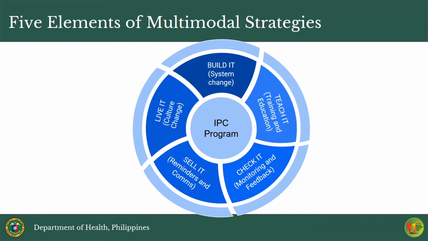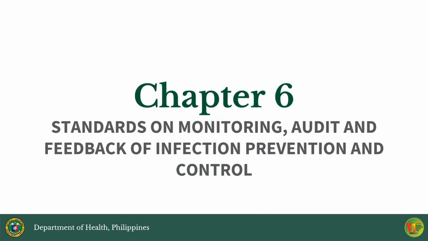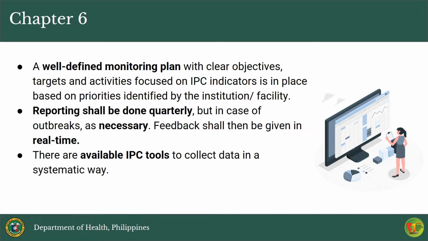Chapter 6 provides us with the standards on monitoring, audit, and feedback on infection prevention and control. A well-defined monitoring plan with clear objectives, targets and activities focused on IPC indicators is in place based on priorities identified by the institution or facility. It is important to monitor both process indicators and infrastructure indicators. Reporting shall be done quarterly, but in case of outbreaks, as necessary. Feedback shall then be given in real time.